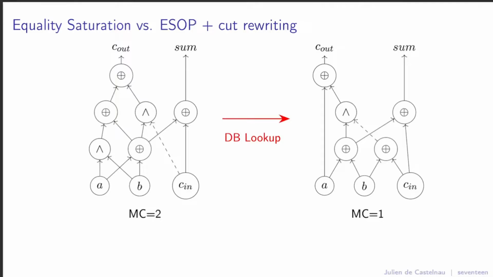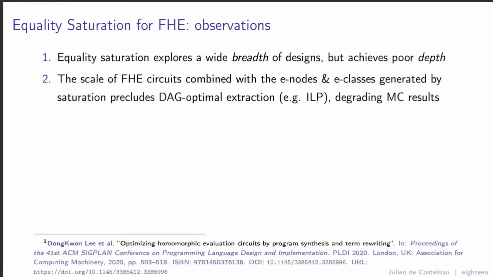A typical FHE circuit has thousands of nodes, and at that level, this gap in efficiency becomes a much larger problem and causes equality saturation to generally scale poorly compared to the traditional techniques. So to summarize our observations on real benchmarks, equality saturation can explore a wider breadth of designs, but generally achieves a poor depth. So it's harder to find a solution requiring a long series of rewrites. And in addition, the amount of extra nodes generated by equality saturation means that extraction methods that accurately reflect the cost of shared terms, which we would want in order to reduce the multiplicative complexity, actually can't run. So we're forced to use heuristic methods, which degrades the results we get for MC.